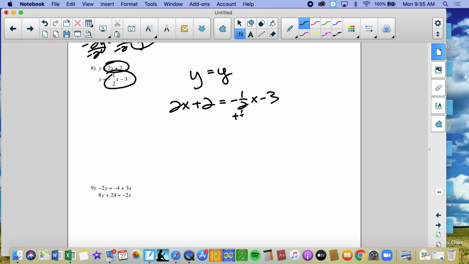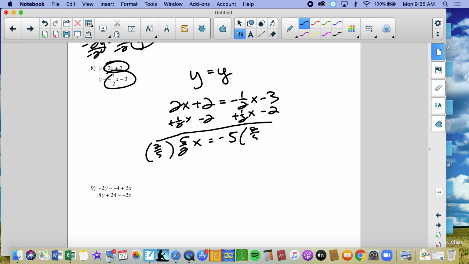So I'm going to add 1/2 x, always move the variables. That gives me 5 over 2 x. I've converted 2 and 1/2 to an improper fraction. I'm also going to move the variables to the left, constants to the right, and that gives me -5. Whenever a fraction is multiplying the variable, the way we isolate it is we multiply by the reciprocal. And that leaves me with x equals, these cancel, -1 times 2 is -2.